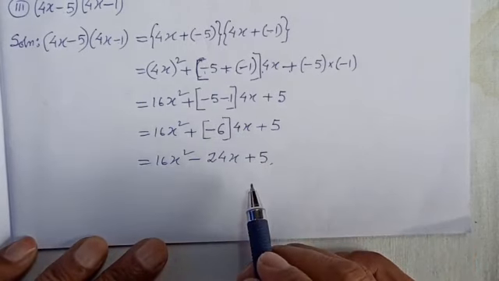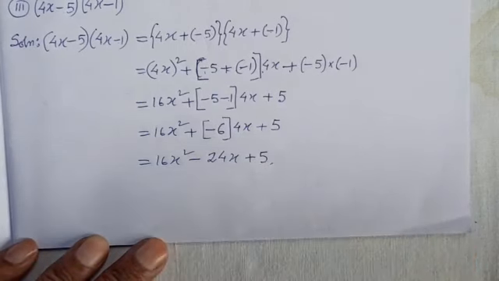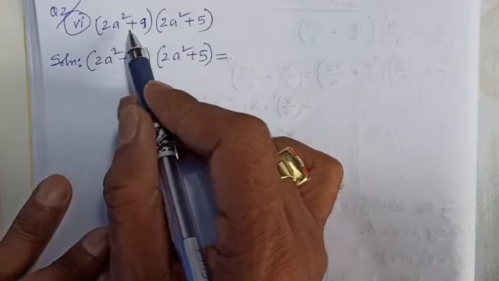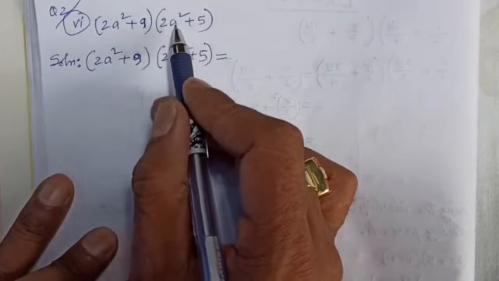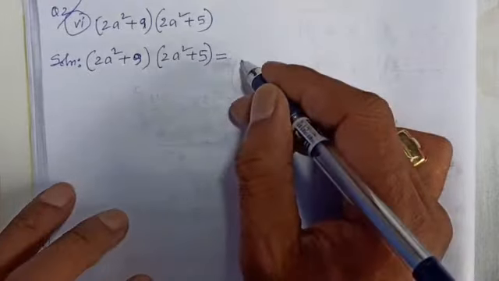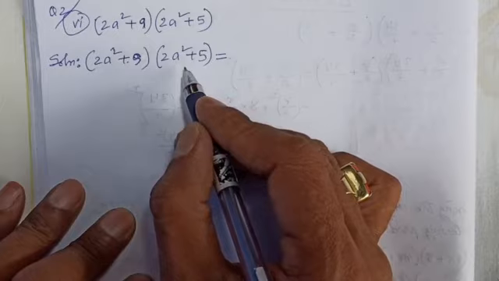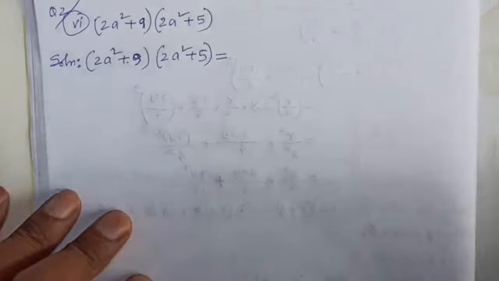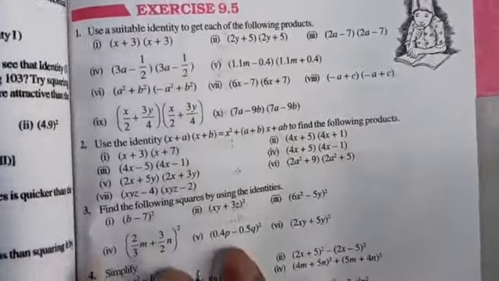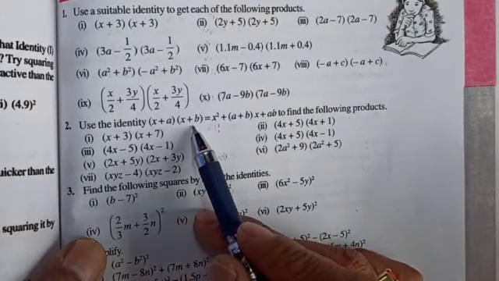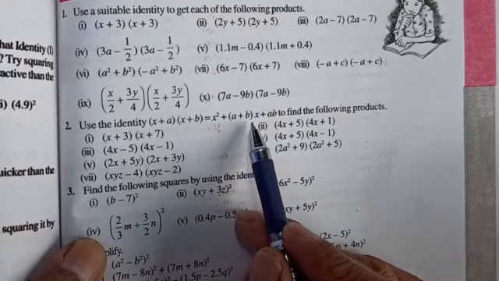Okay, then let's do another question. Let's try this question, Roman number 6. 2a square plus 9 into 2a square plus 5. Now solution. Here is plus, here is plus. So let us apply the identity. This identity. x plus a into x plus b is equal to x square plus a plus b whole x plus ab, this identity.